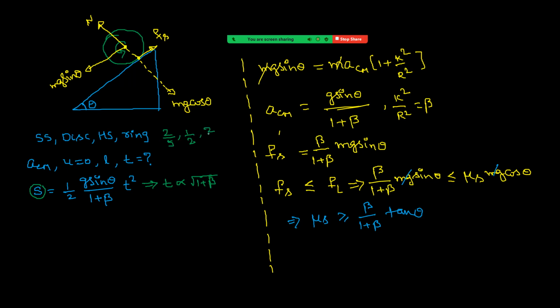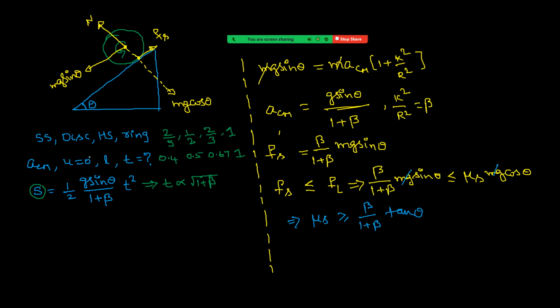Hollow sphere, 2 by 3. Beta value for ring is 1. Now see carefully: 2 by 5, 0.4; this is 0.5; 0.67; this is 1. So the least value is for the solid sphere. That means it takes the least time to reach the bottom of the incline. So first it is solid sphere, next disk, next hollow sphere, and last is ring.